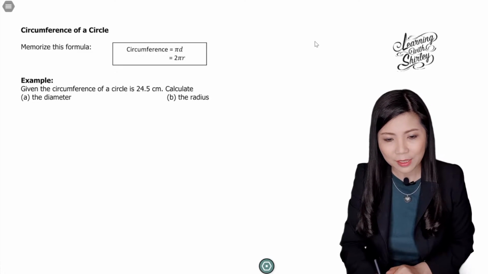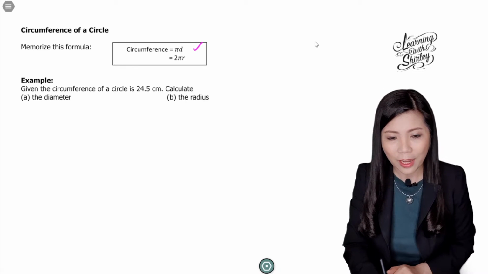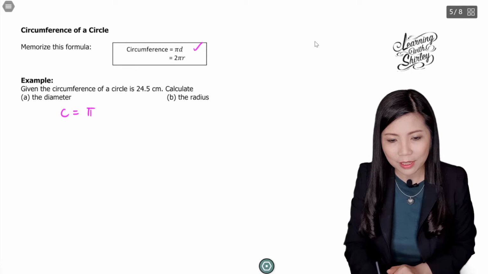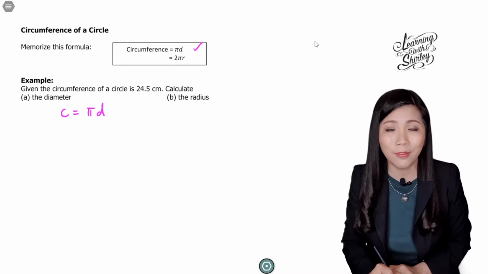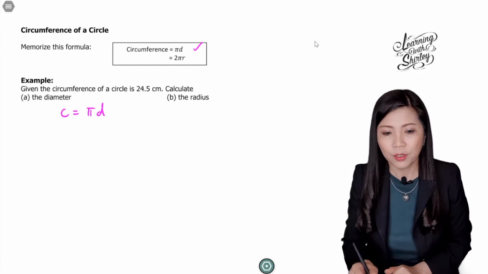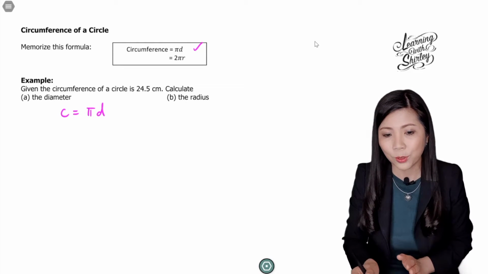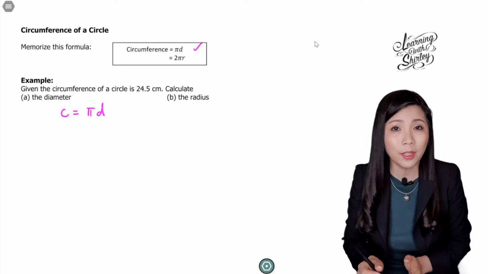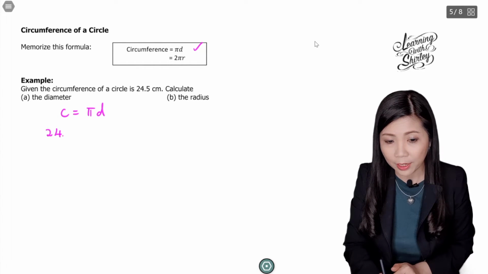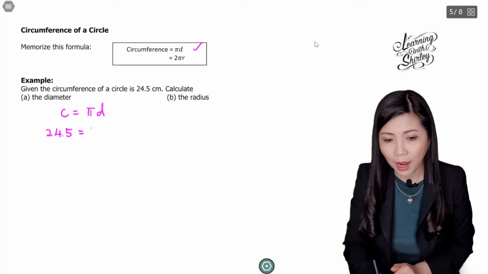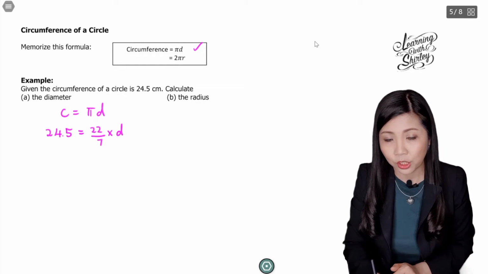So to find the diameter, I'm going to use the first formula, which is c equals pi d. Pi is a constant and the value is 22 over 7 or 3.142. But for this, I use 22 over 7, because it's not stated whether we have to use 22 over 7 or 3.142. So the circumference is 24.5, I'm going to write here, and pi, I'm going to use 22 over 7, times the diameter, which is unknown.